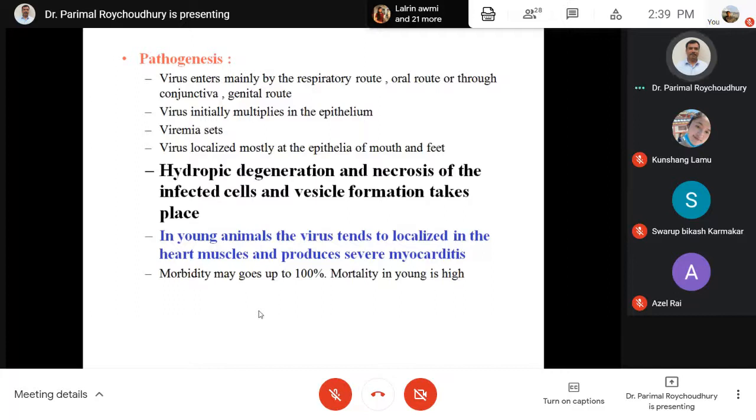The clinical manifestations go away. However, the animal never attains its original production level. Some sequelae remain in the animals: loss of the thermoregulatory center, and some changes because of which the animal exhibits rapid respirations, and sometimes excessive hair growth takes place. These are some of the sequelae of foot and mouth disease infection.